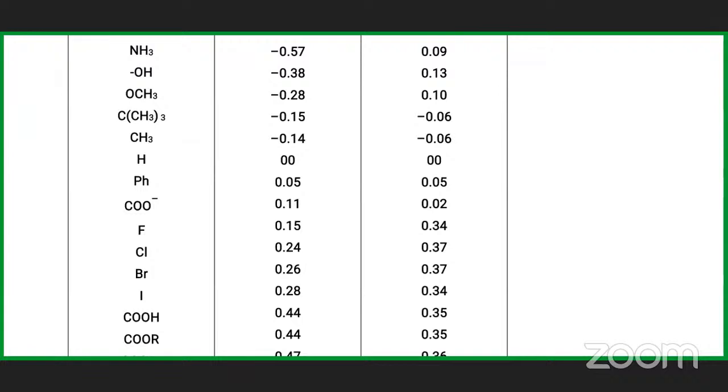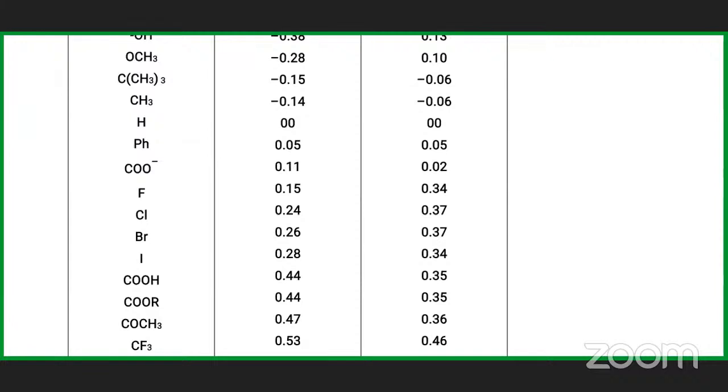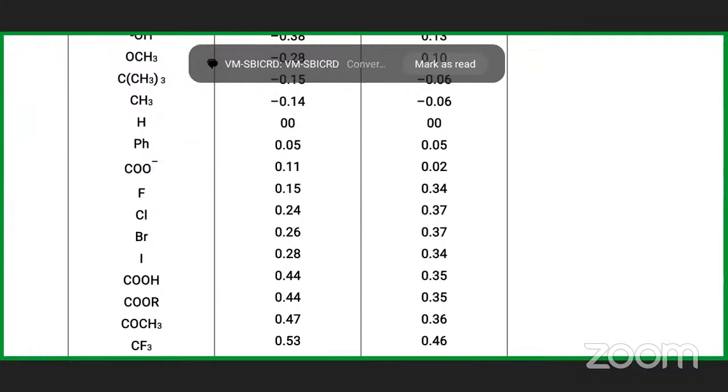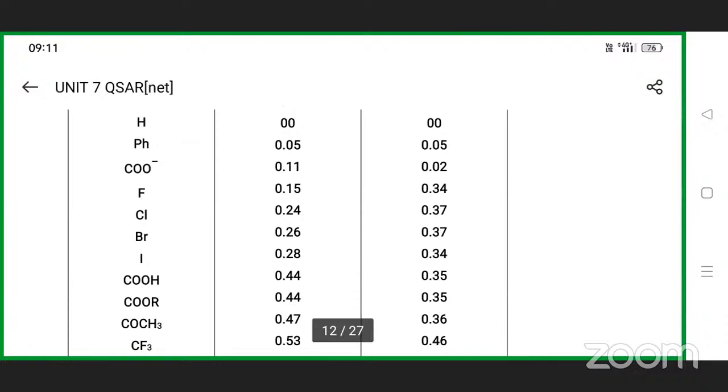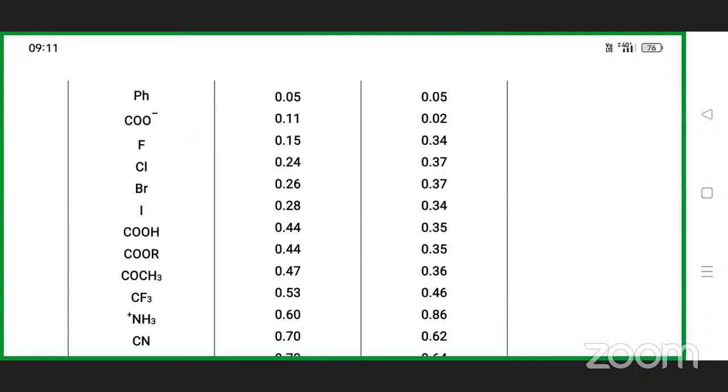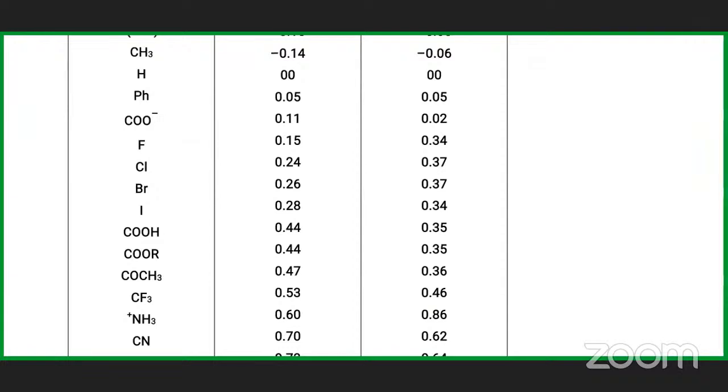And for fluorine, chlorine, and bromine, you can see the difference of the substituent present on the ortho position as well as the para positions, right? And for the carboxylic acid substituent also, you can see that at ortho position, at para position it is 0.44 and at meta position 0.35, right? So you can see the difference between the meta and para.